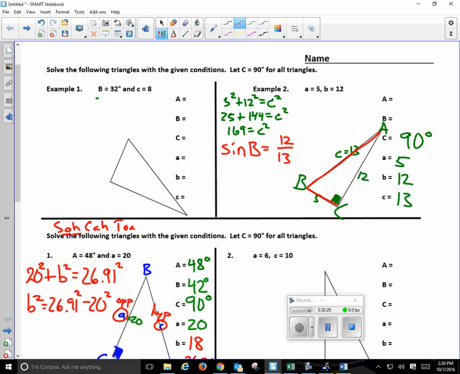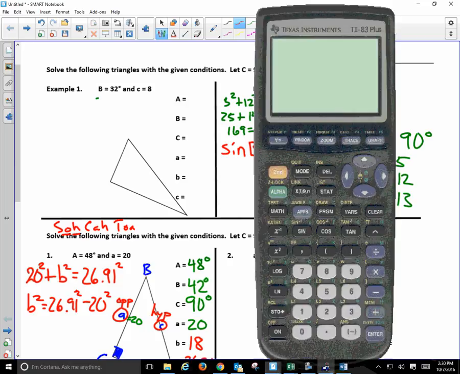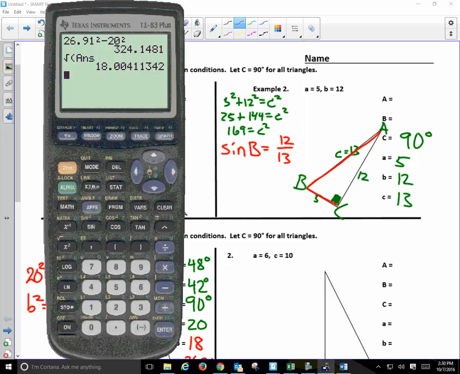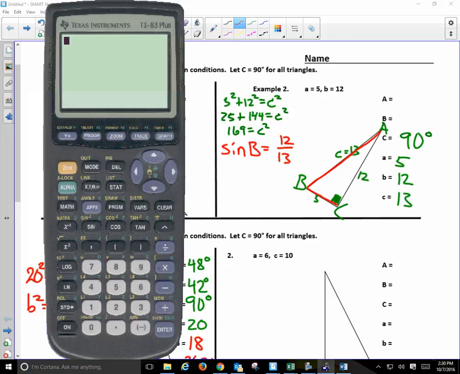Now here's a crazy thing about your calculator. This is amazing that it knows how to do this, but it does. Do we know angle B? If you know angle B, then you press sine. If you don't know angle B, you press second sine, or what we call sine inverse. This will tell you the angle. All we have to type in is 12 over 13. And it tells me the angle is 67.38 degrees.